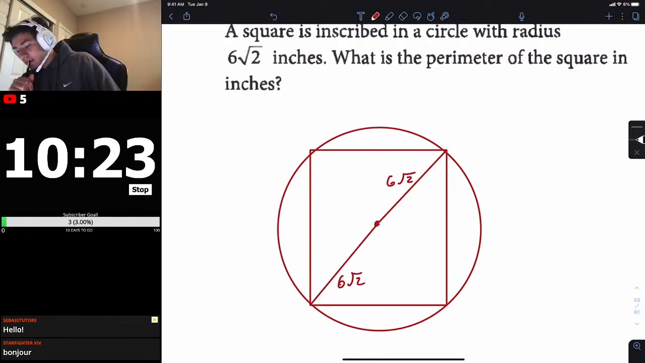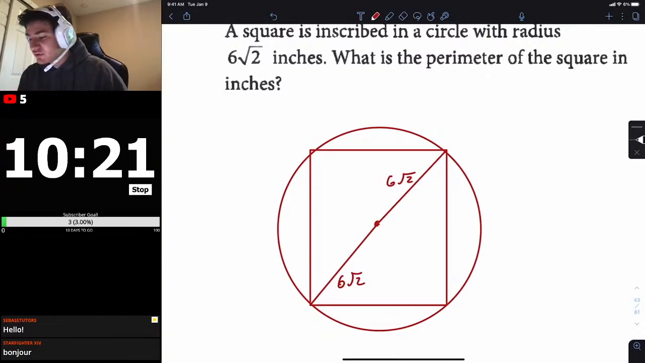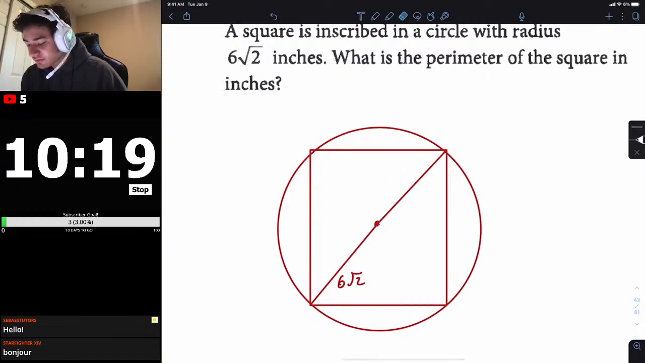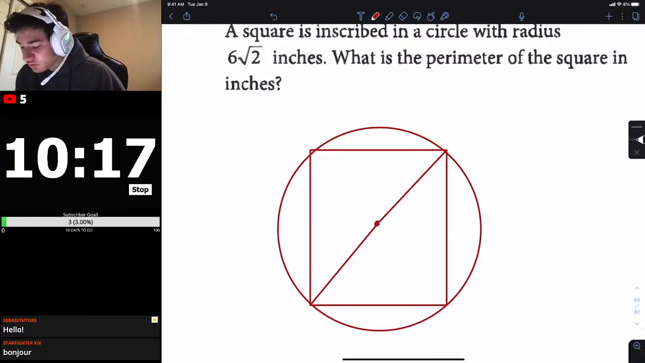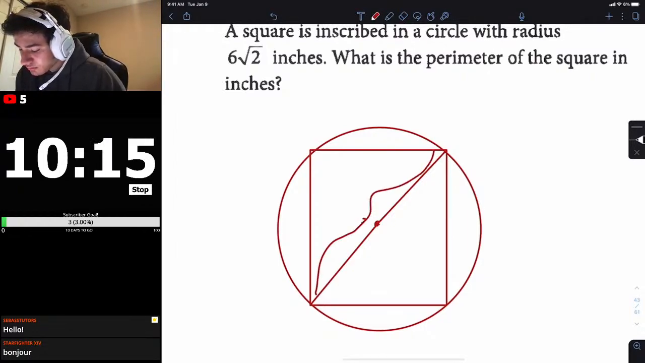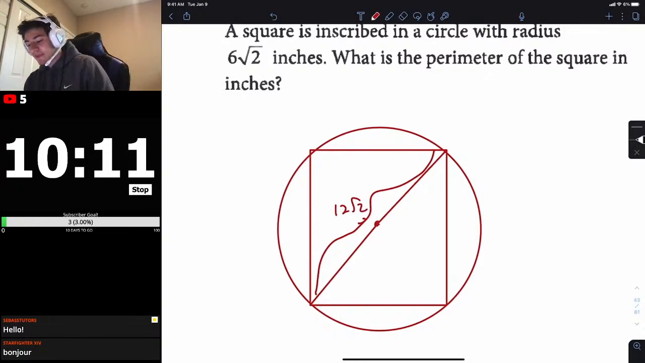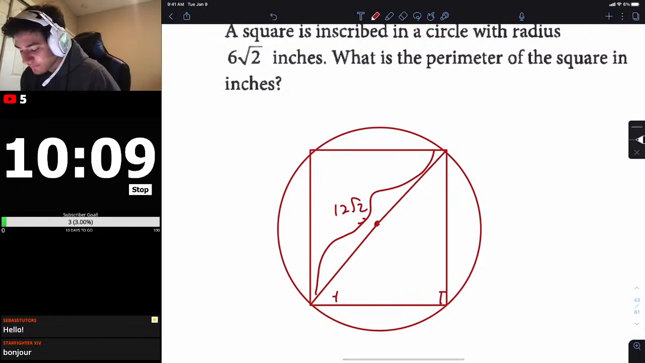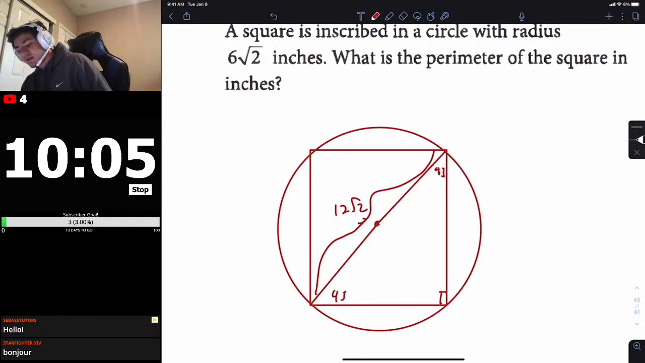And then let's see what we can do here. If we add those two together, 6 root 2 plus 6 root 2, I'm going to go ahead and call this whole side 12 root 2. And then this is going to be a 45, 45, 90. 45 degrees, and 90 degrees.